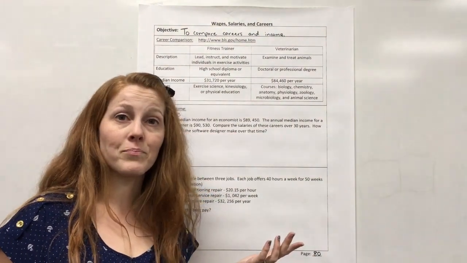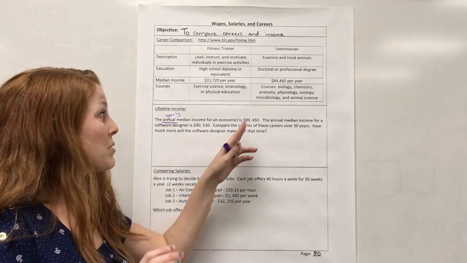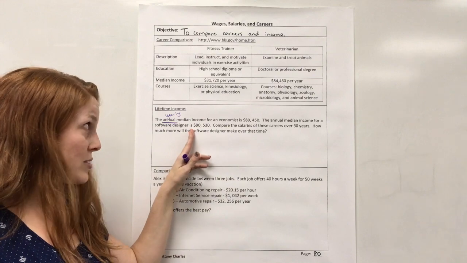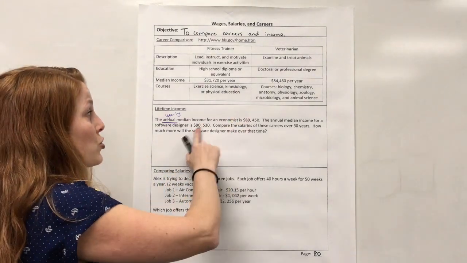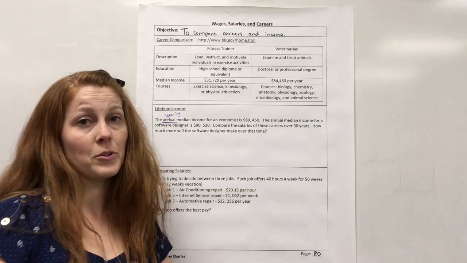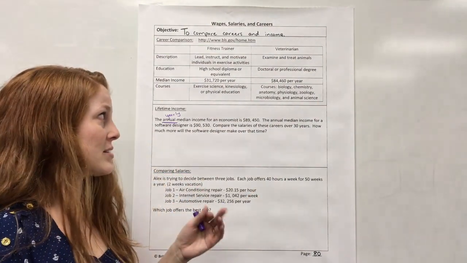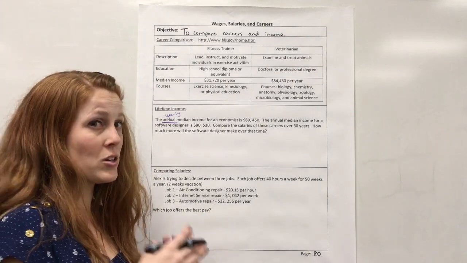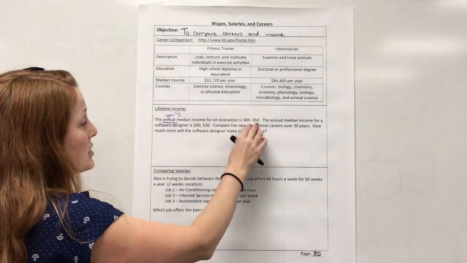So compare the salaries of these careers over 30 years and how much more will the software designer make over that time. So first of all, I can do this two ways. I could multiply the first person's income by 30 and the second person's income by 30 and then subtract, or I could just subtract them for 1 year and multiply that by 30. Now I'm going to pick route 2 because that's a little bit easier for me, because then I don't have to multiply by 30 twice with such huge numbers.